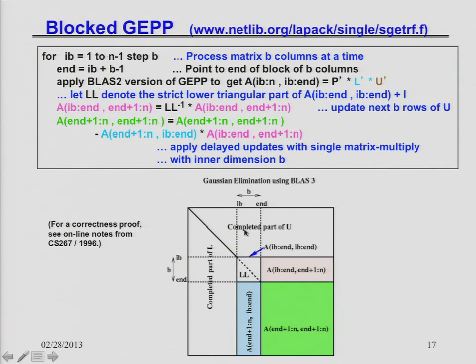So here's B, so I'm going to process the matrix B columns at a time. So I finished processing that part of the matrix. There's my L factor, it's finished. I finished that part of the matrix, that's the U factor. And I'm working on this trailing submatrix, and I'm going to process B columns at a time. So the loop goes by steps of B. So the indices IB is the first column, end is the last column of that block.